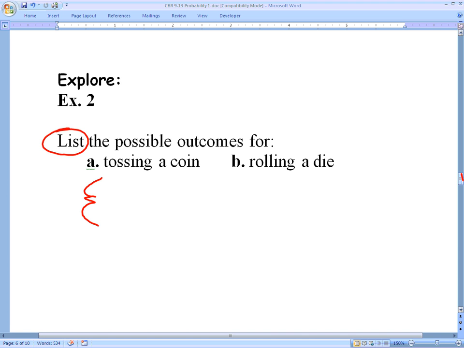So I start off with my braces. I want to toss a coin. Well, if I toss a coin, what are my possibilities? I could have a head, or I could have a tail. And those are the only possibilities. I'll close my list off.